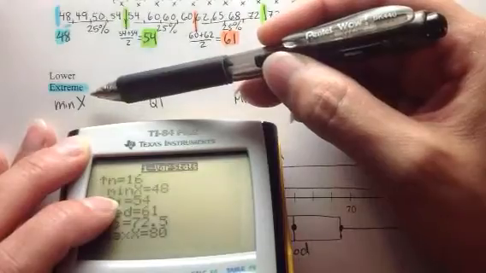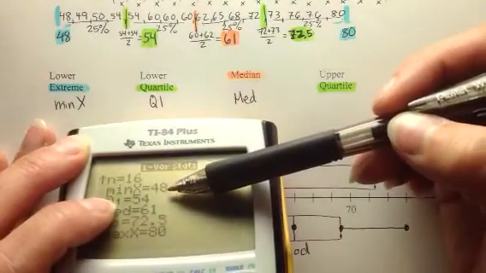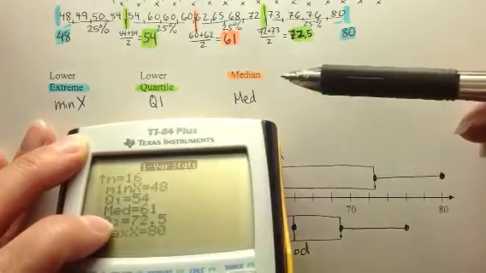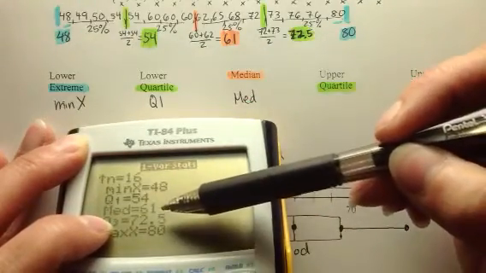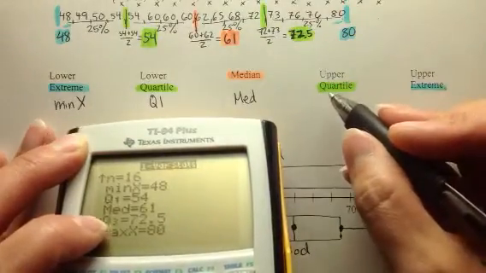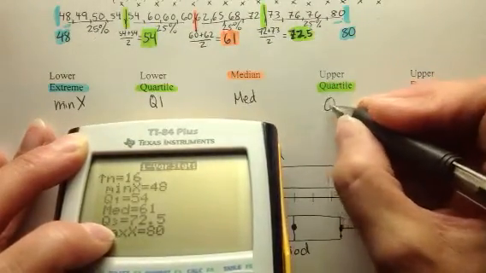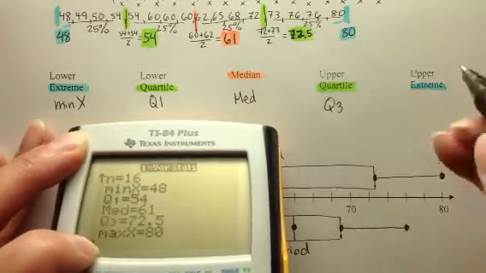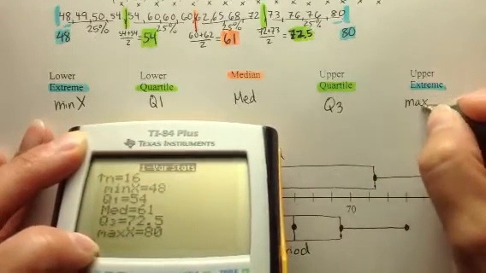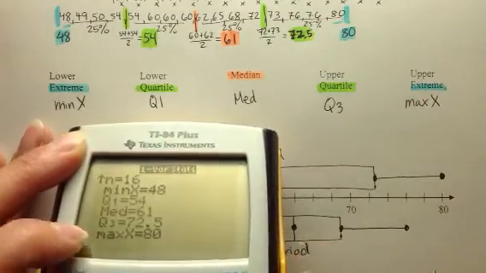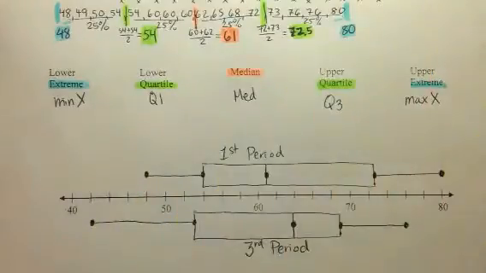So the minimum here was minimum X 48. Lower quartile 54. Median 61. And see, we're checking these across the top. We had them all right. Upper quartile Q3. And we check it up here, 72.5. Yep. And then my maximum value, maximum element is 80. Okay, so you can check all these with the calculator.